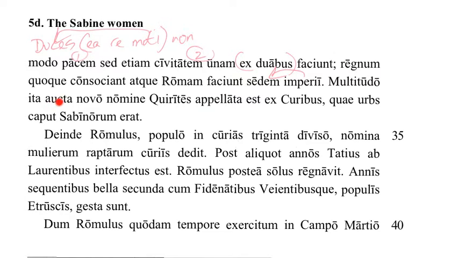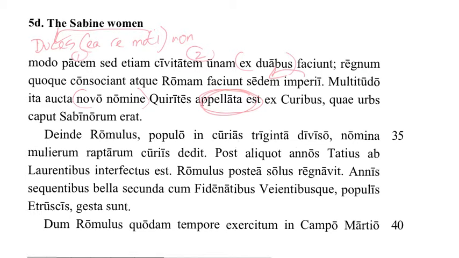Multitudo ita aucta novo nomine quirites appellata est ex curibus quae urbs caput Sabinorum erat. Okay, now we're getting some nifty etymology here. So multitudo, nominative. Ita, this is from augeo, so this is a perfect passive participle of augeo. The crowd having been increased. Oh, we've got some naming going on. What about this crowd having been increased? They gave it a new name. It was called Quirites. And then here's your ablative with a new name.